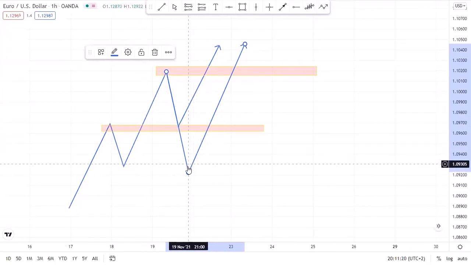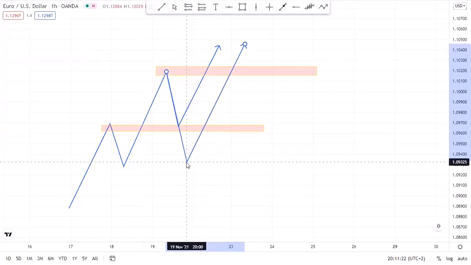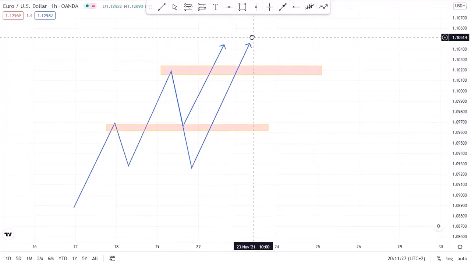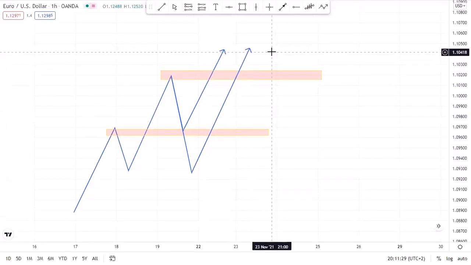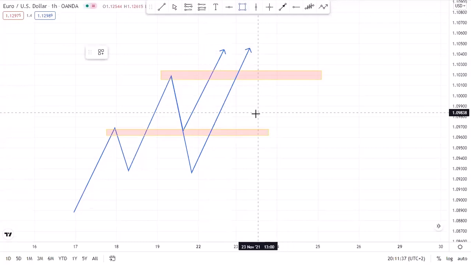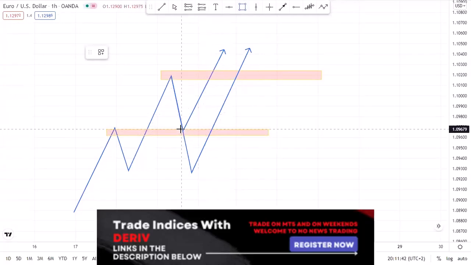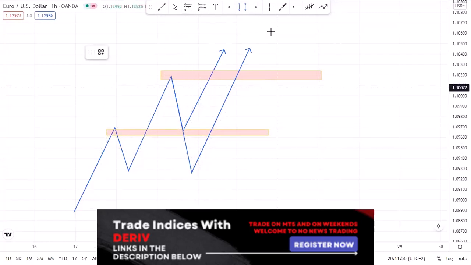So the word order block comes from the assumption that a particular zone has orders in the market, in terms of having unfilled orders at a particular zone, right? So what we want to do is avoid, as best as we can, the stop hunts around this area where we're having a break of structure.